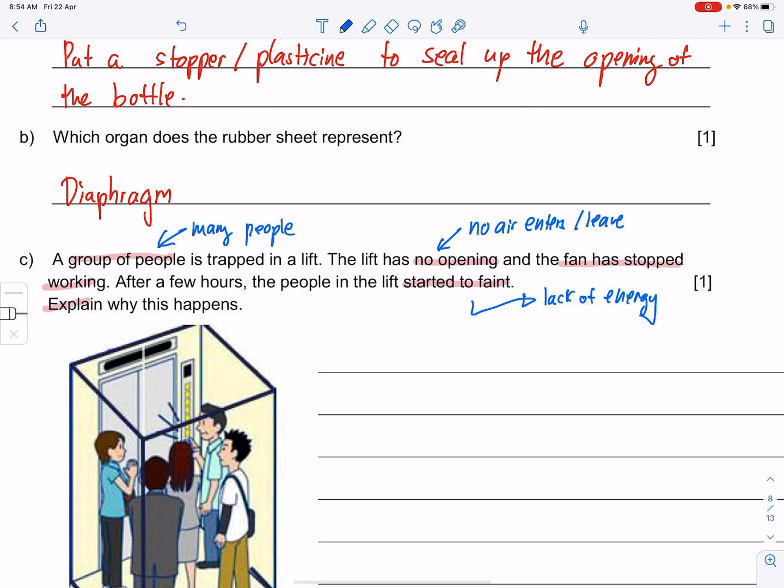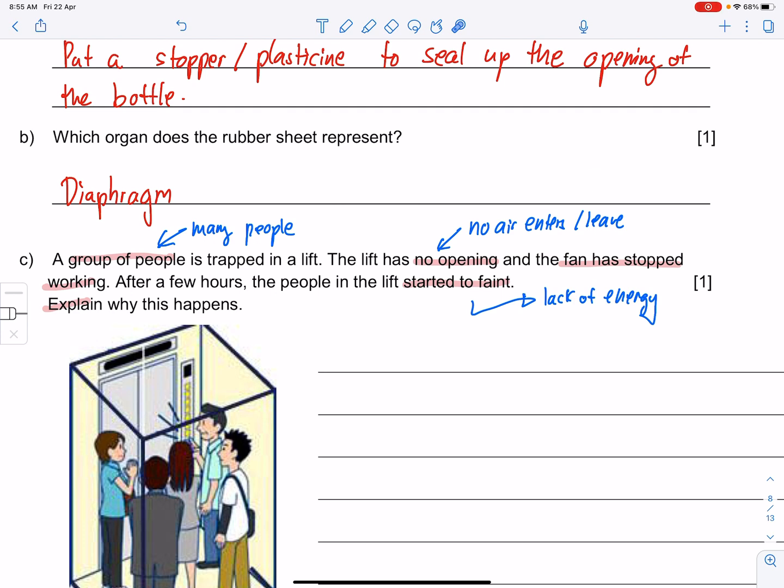And then a group of people tells you that there are many people. So then you start to form in your mind, I know there's a lack of energy. I know no air enters and leaves. How does that then cause my people to faint? So I can do reverse engineering. If my concept is strong, I'll ask myself, lack of energy must be lack of respiration. So then I ask myself, what is required for respiration to happen? I need oxygen and I need digested food. Is it the lack of digested food or the lack of oxygen in this case? Clearly it is the lack of oxygen.